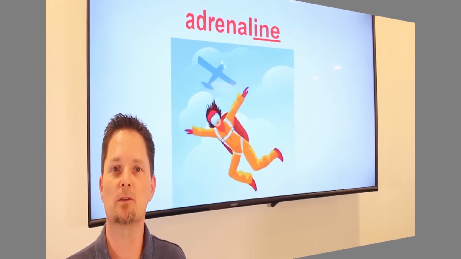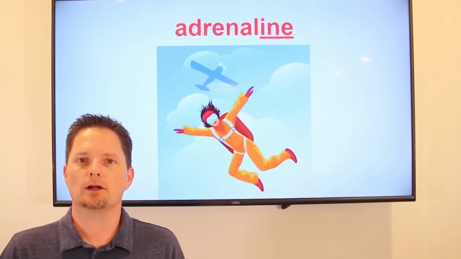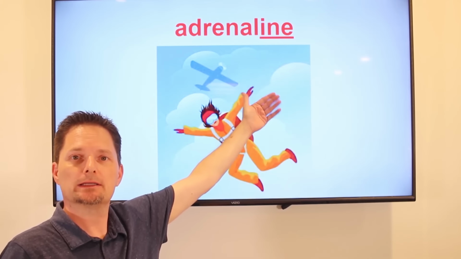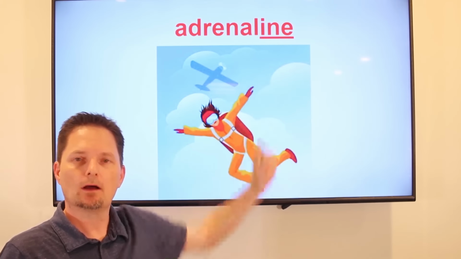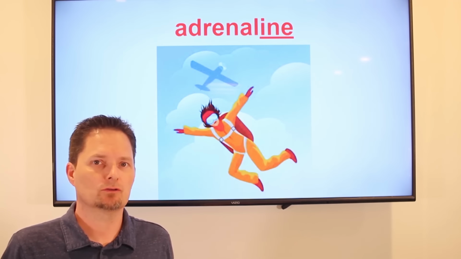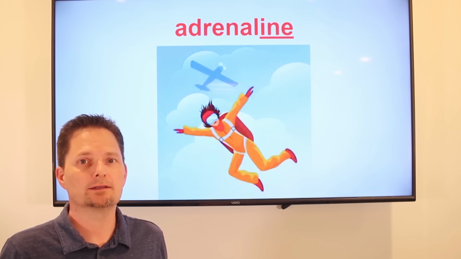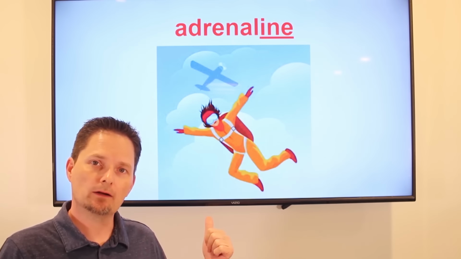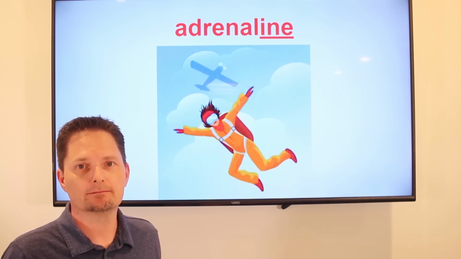Very good. Next we have adrenaline. Adrenaline. Remember, ine here is pronounced in. Adrenaline. You get a rush of adrenaline when you think you're going to die. So, she got a rush of adrenaline when she jumped out of the plane. Adrenaline.